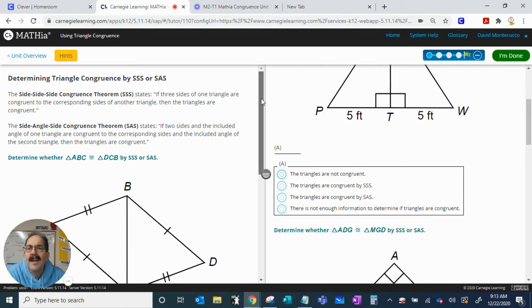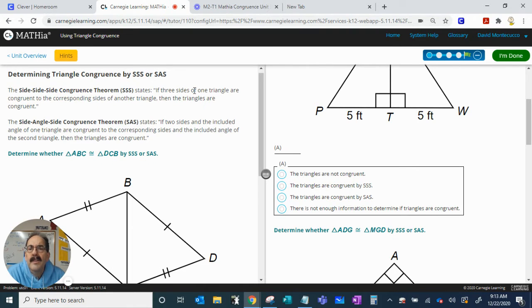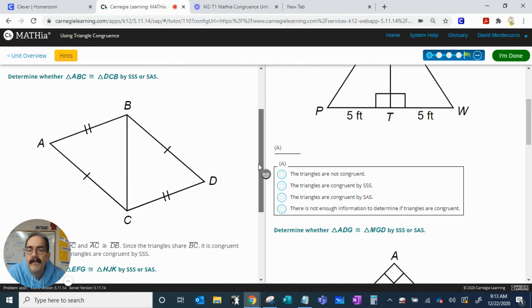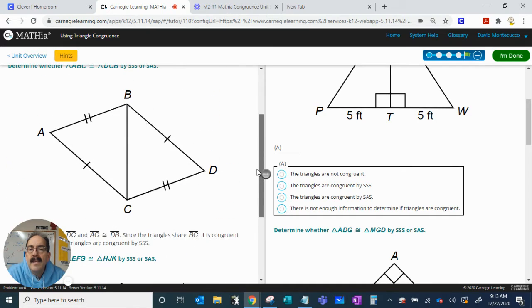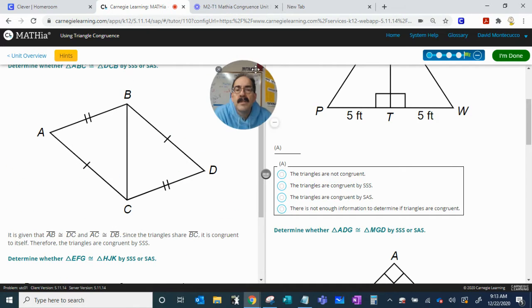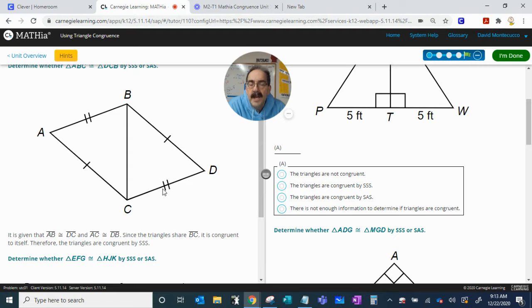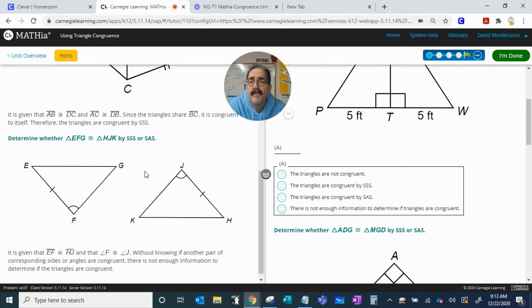Okay, so now side, side, side, three sides. Side, angle, side. Determine whether this is side, side, side, or side, angle, side. Well, the key here is side goes to side, side goes to side. This is a shared side. It's called the reflexive property. So it's side, side, side.